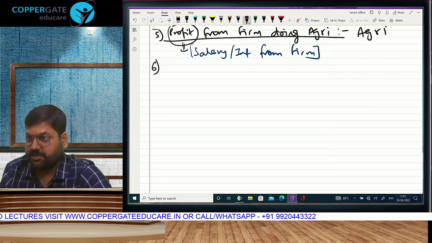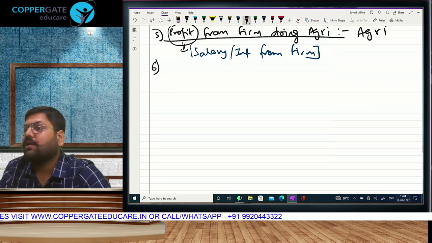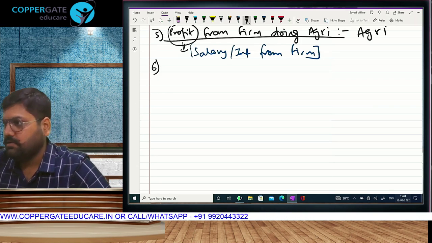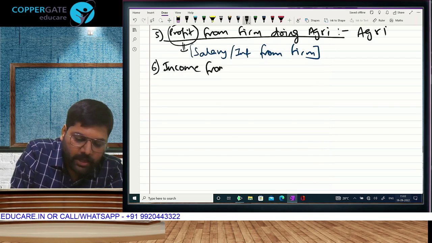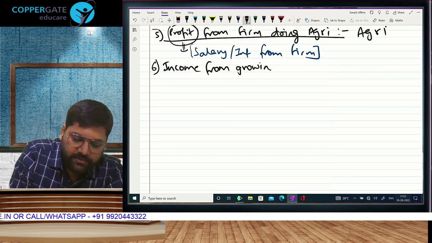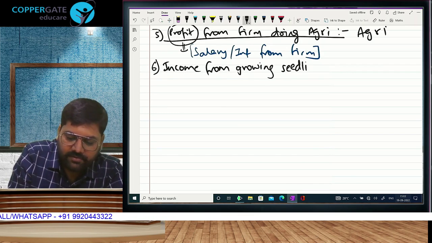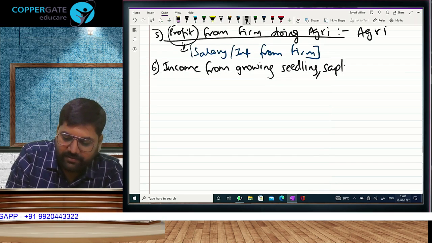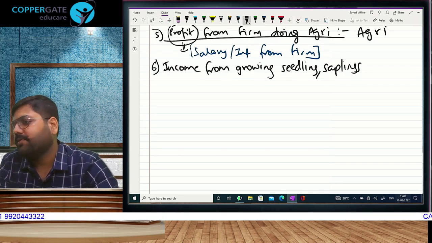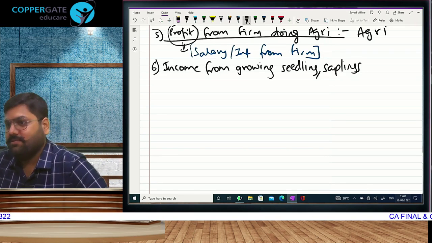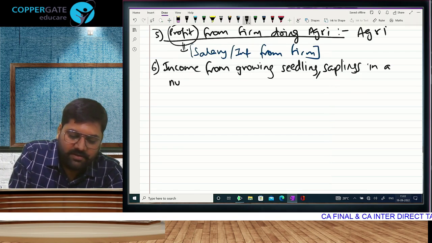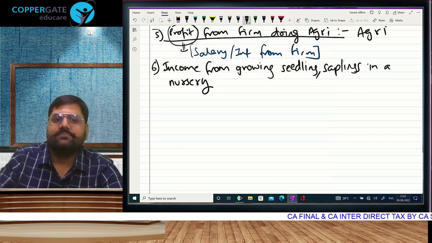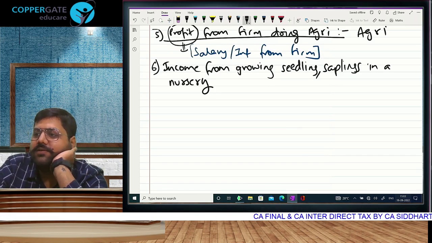Now, this was a very, very controversial issue some years ago, and इसीलिए government has created an exception in the section 10 and specifically clarified this, that this is our stand. If you are earning income from growing seedlings and saplings, income from growing, किधर? In a nursery. Income from growing seedlings and saplings in a nursery.